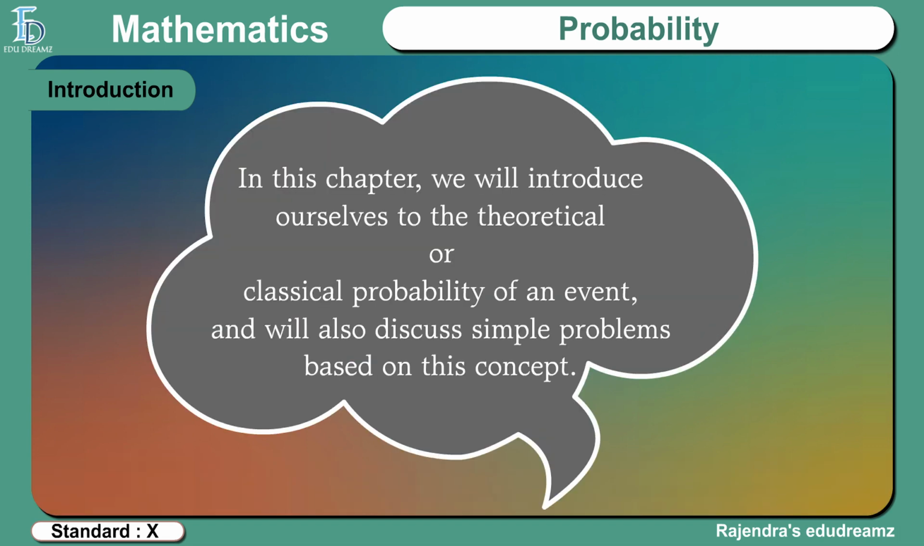In this chapter, we will introduce ourselves to the theoretical or classical probability of an event and will also discuss simple problems based on this concept.